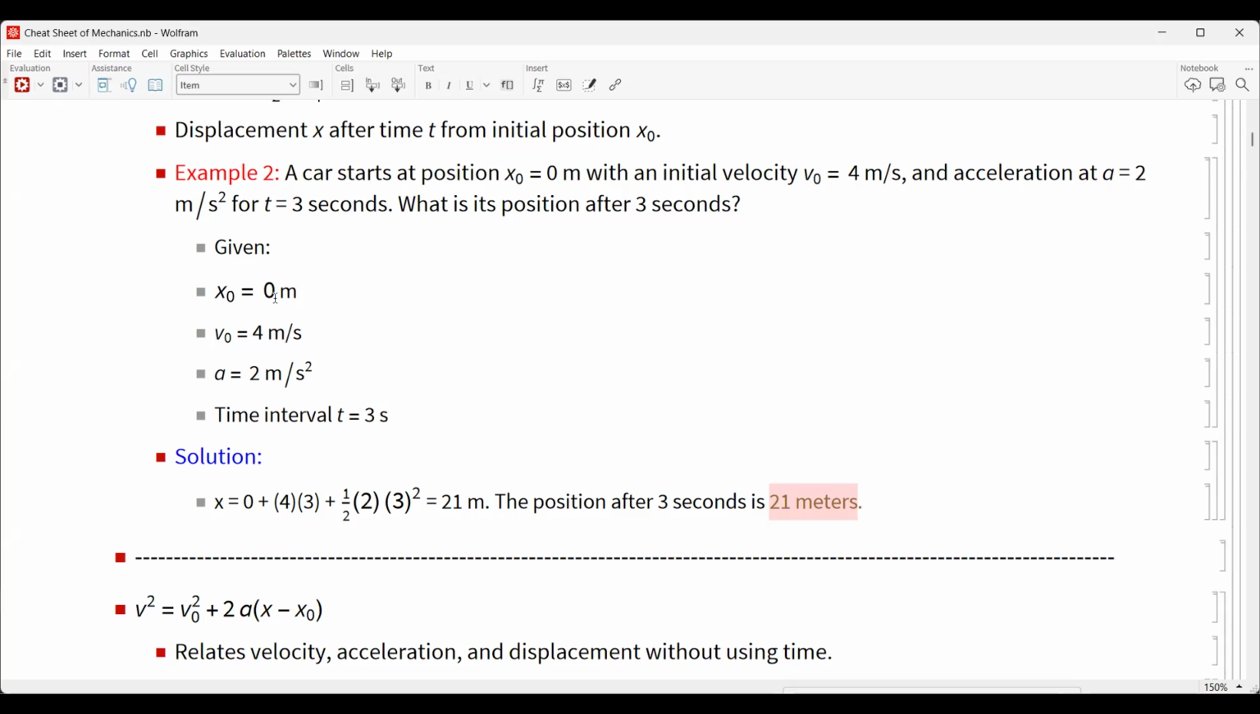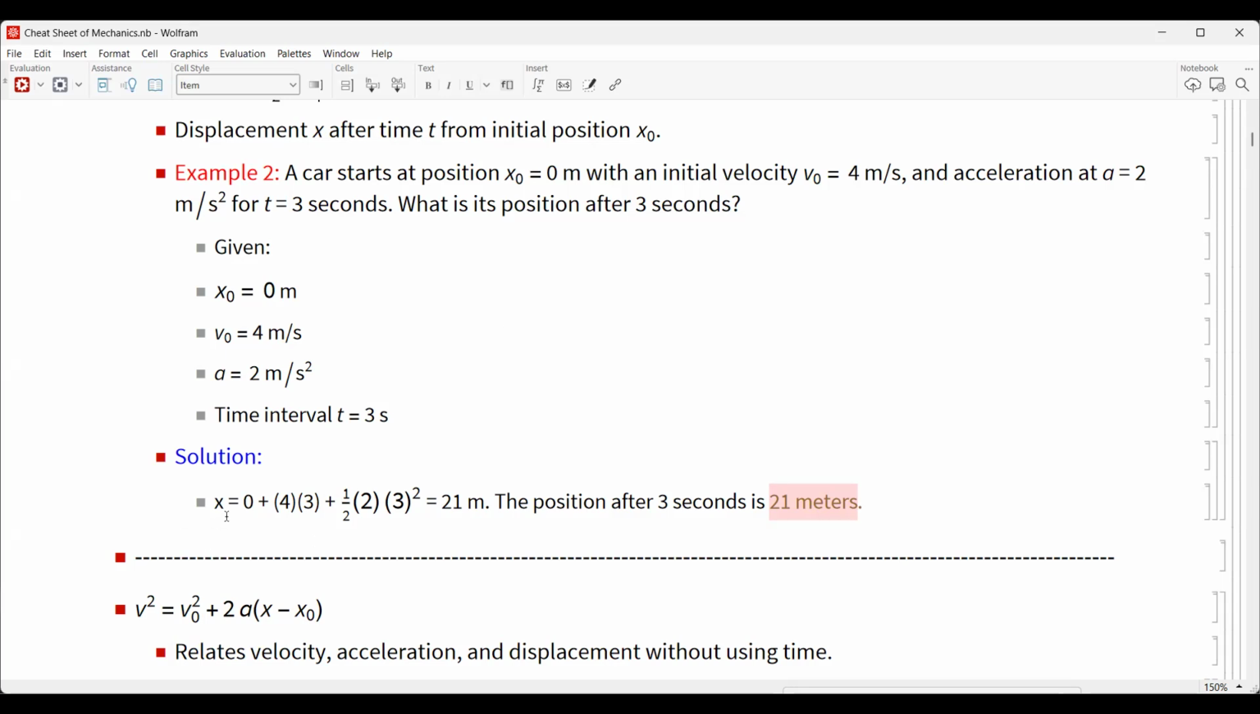So we have the given here, x sub 0 equal to 0 meters. Initial velocity is equal to 4 meters per second. Acceleration is 2 meters per second squared. The time interval here is equal to 3 seconds.